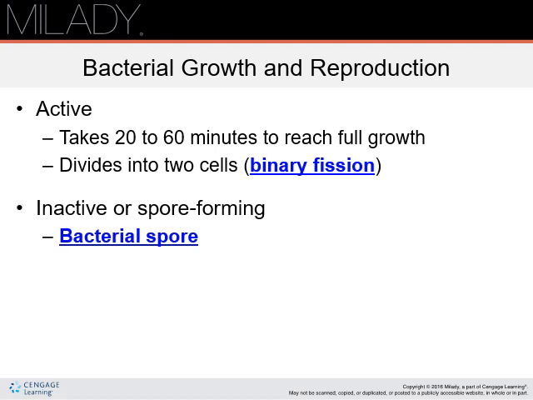Inactive or spore-forming is the stage where bacteria is capable of forming a spore to protect itself so as to withstand an unfavorable environment. Bacterial spore is the ability of certain types of bacteria to form a hard keratin coating that will protect it until the environment is more favorable.